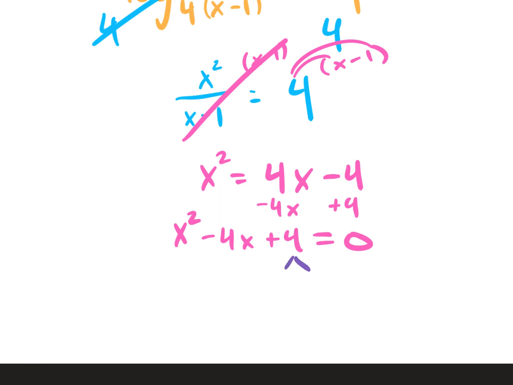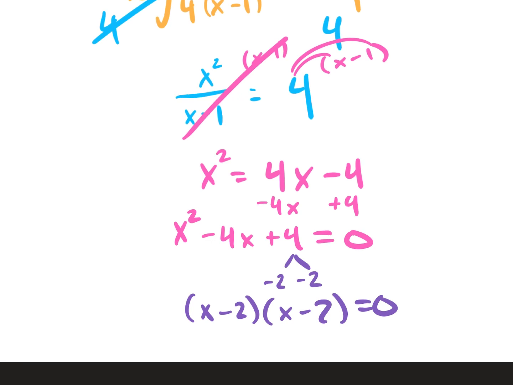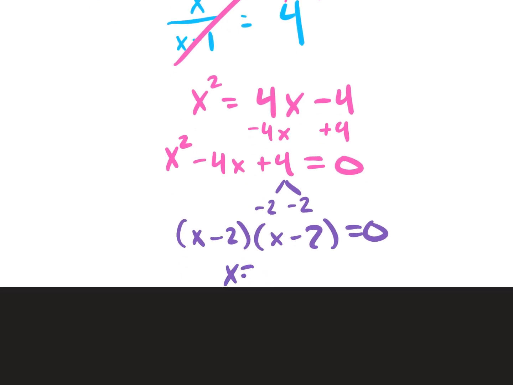Now, do I have two factors of 4 that add to negative 4? Negative 2 and negative 2, so x minus 2 and x minus 2 is equal to 0. So what does x equal? 2.